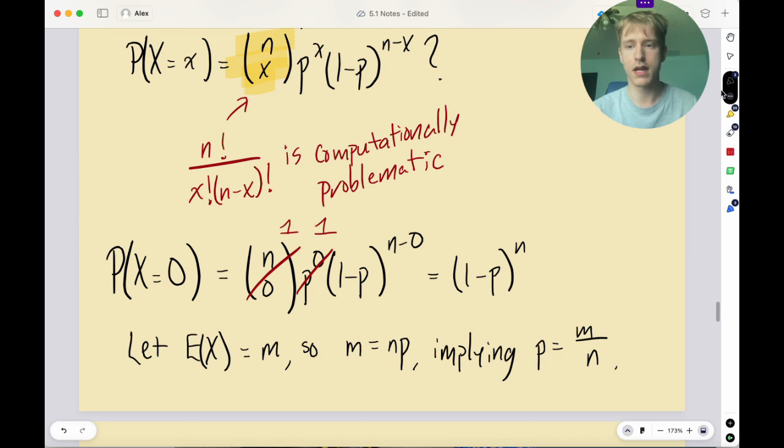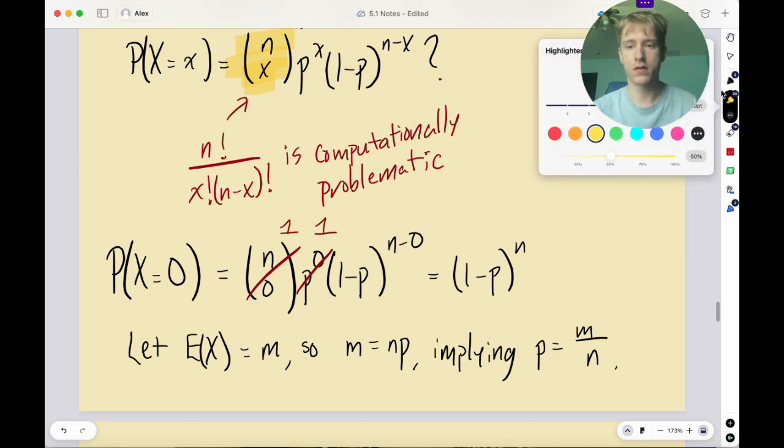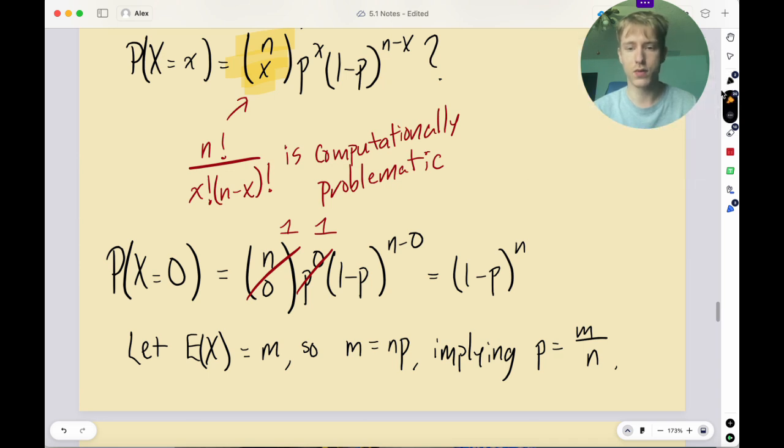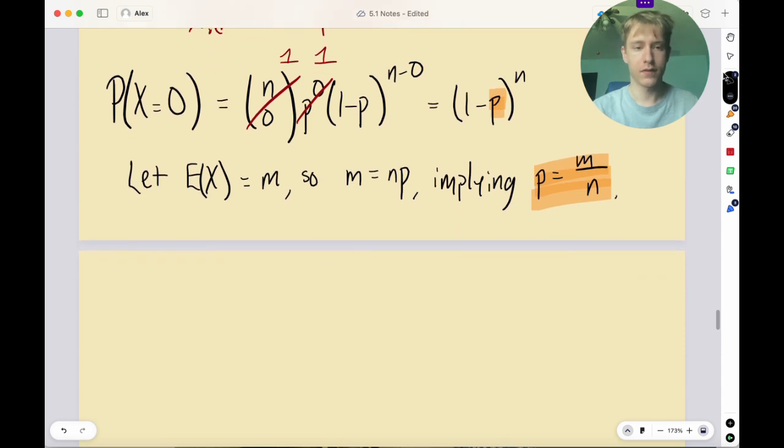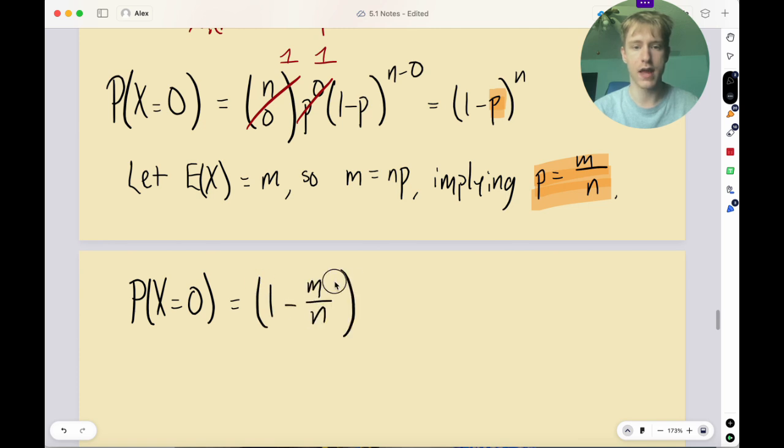Okay, so why did I do that? Well, we're going to substitute in this value of p for this value of p right here. So we get that the probability that x is equal to 0 should just be 1 minus m over n raised to the n power. Okay, and this is going to be our first approximation.